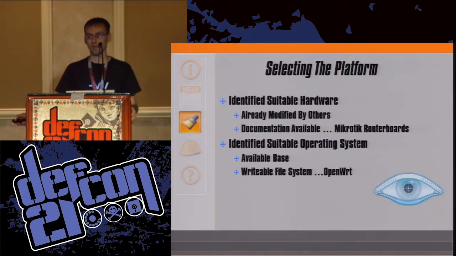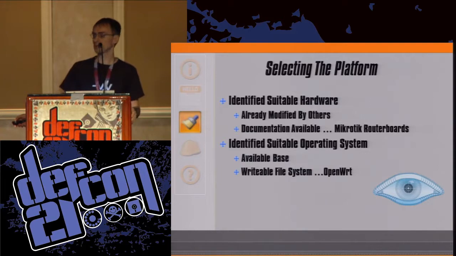All right. And I also wanted to make sure that it had a writable file system, so that I could make quick changes. For the OS, I picked OpenWRT. Okay.